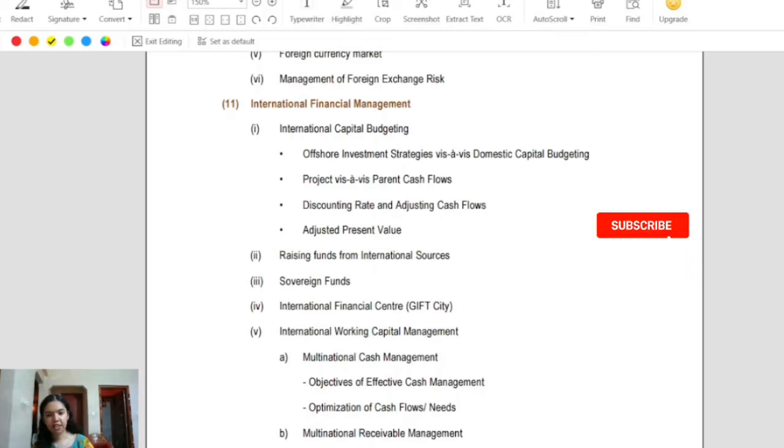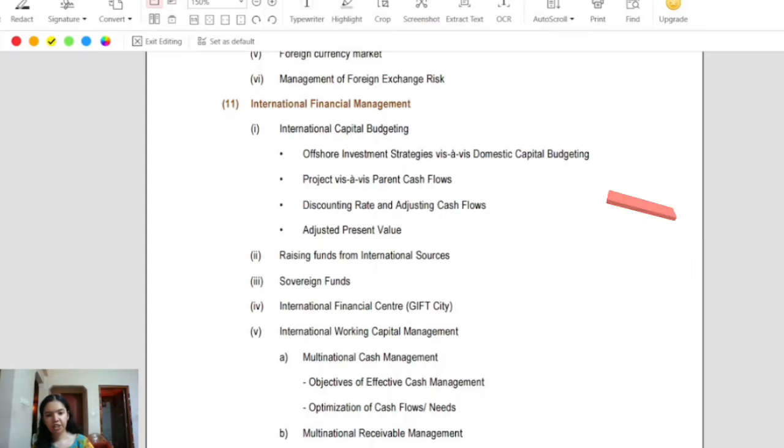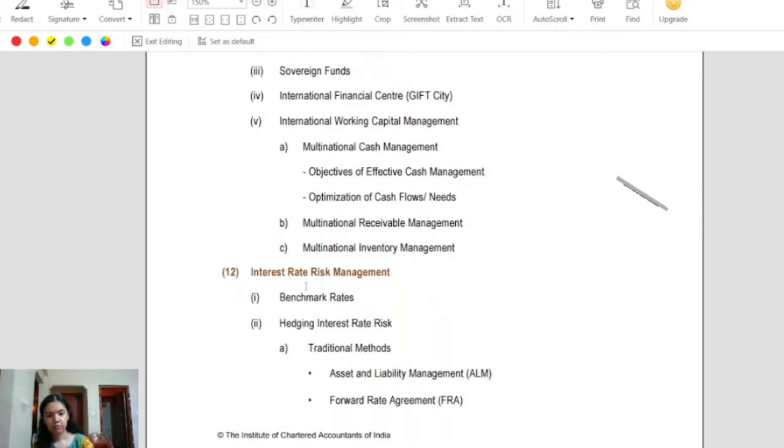It also discusses decisions like whether to borrow funds in India or abroad, depending on the cost and feasibility. Hence, understanding the concept of international finance centers such as GIFT City is also very important. These centers operate with special financial rules to facilitate global business. Additionally, this chapter touches on MNC working capital and treasury management, which deals with managing cash and liquidity efficiently among international subsidiaries.